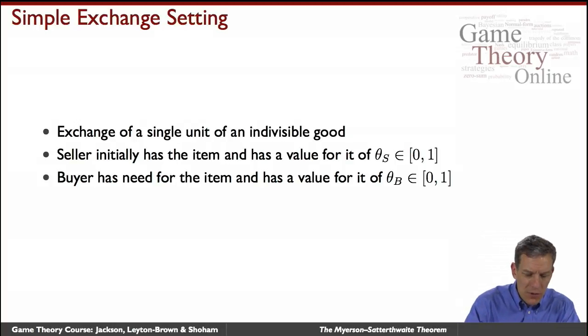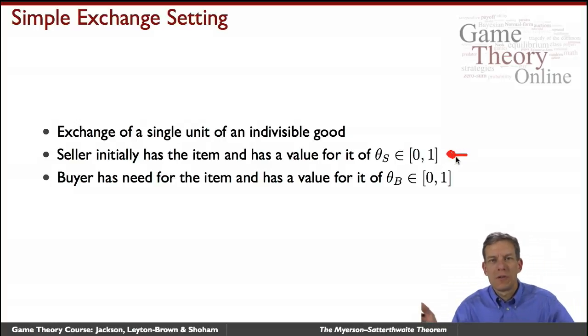And in particular, let's think of the seller. The seller has some value in [0, 1]. So we're just going to normalize things to lie in a unit interval. But think of this as, say, the seller's value for this car. They're not going to give it away for nothing. They have some value for it. How much is it really worth before they're going to be willing to part with it?